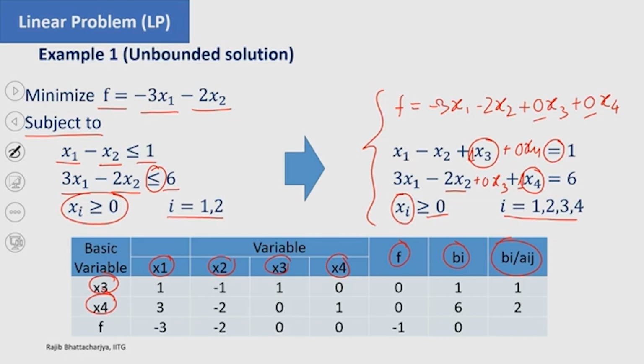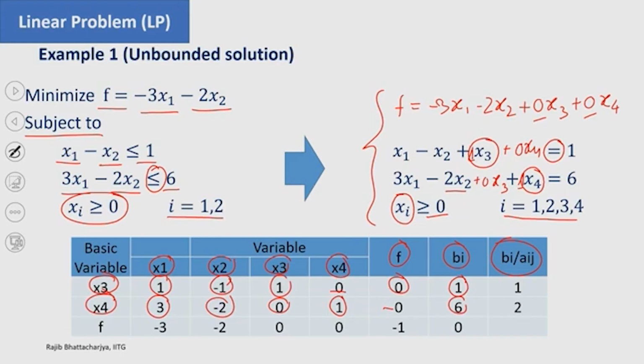So, if I put this equation here, I get the coefficient of x1 in the first equation as 1, then minus 1 as the coefficient of x2, then for x3 it is 1, then 0 for x4, and the right hand side is equal to 1. Similarly, for the second equation, it is 3, then minus 2, then 0, and for x4 the coefficient is 1, and the right hand side is 6. Okay. And I am also writing the objective function.